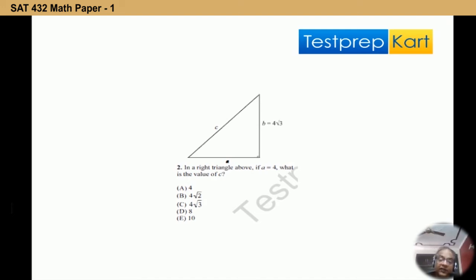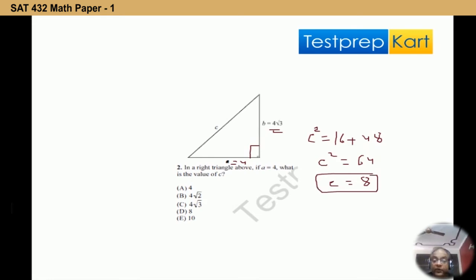Now here is a right angle triangle where this angle is 90 degrees, and A is equal to 4 and B is equal to 4 root 3. What is C? Now one can use Pythagoras theorem to find C, because C square will be equal to A square, which is 16, plus 4 root 3 square, which is 48, and therefore C square will be equal to 64, and therefore C will be equal to 8.